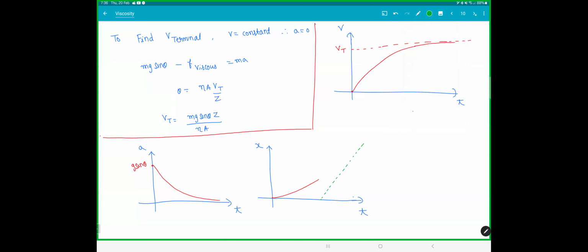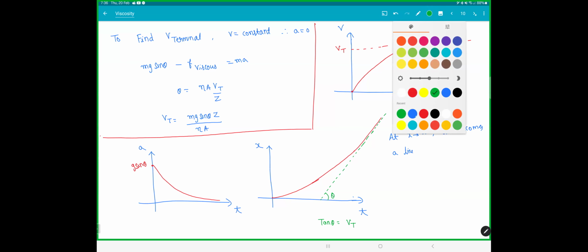Means in an XT graph, the line should be a constant line. This is theta, so tan theta is V terminal. So your XT graph will keep increasing, increasing, increasing. It will get closer and closer to this line, but it will never touch. At infinity, it becomes a straight line. Is that making sense? You will never cross that green line. At infinity, your graph becomes a line.